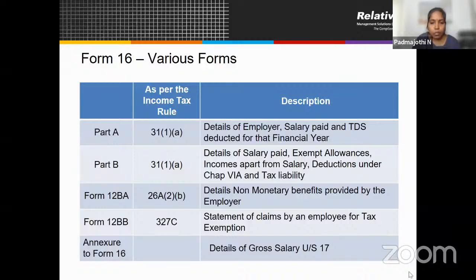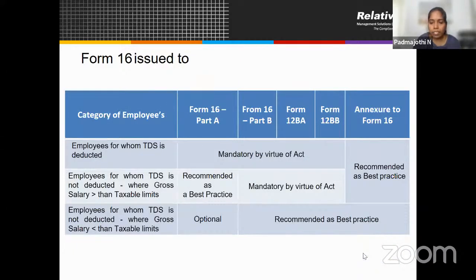And the annexure to Form 16 is the breakup of Section 17, and it's provided to all the employees as an industry best practice. It's not recommended or mandated as per any act.